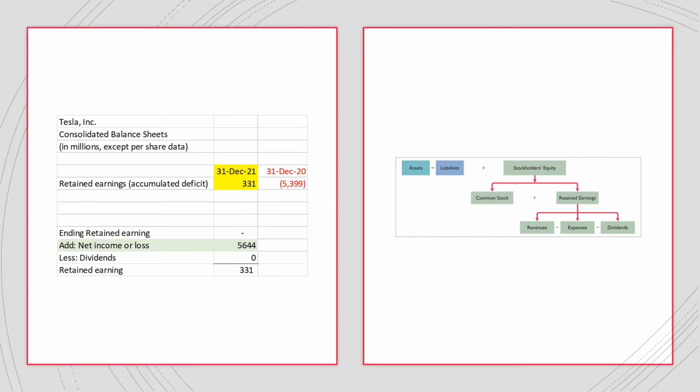Tesla reported on their balance sheet for December 31st, 2021, their retained earnings, and this is going to be in millions, 331. If we're looking at retained earnings, retained earnings is revenues minus expense minus dividends. Let's look at last year's. They reported 5,399 in deficits. So let's take a closer look at what we can do about that.